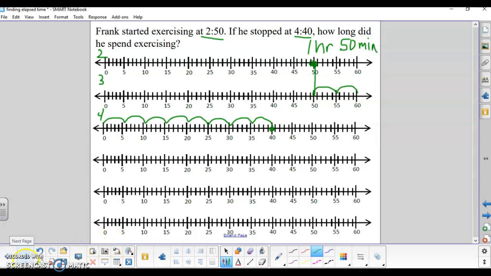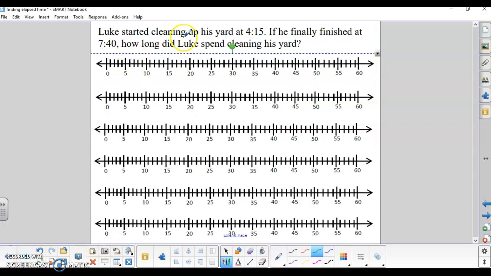All right, let's look at another one. Luke started cleaning up his yard at 4:15. If he finally finished at 7:40, how long did it take Luke to spend cleaning? So let's label our number line. I have 4:15, and now I need to label 7:40. So that's 4 o'clock, 5 o'clock, 6 o'clock, 7 o'clock. And I'm going to label it at 7:40.